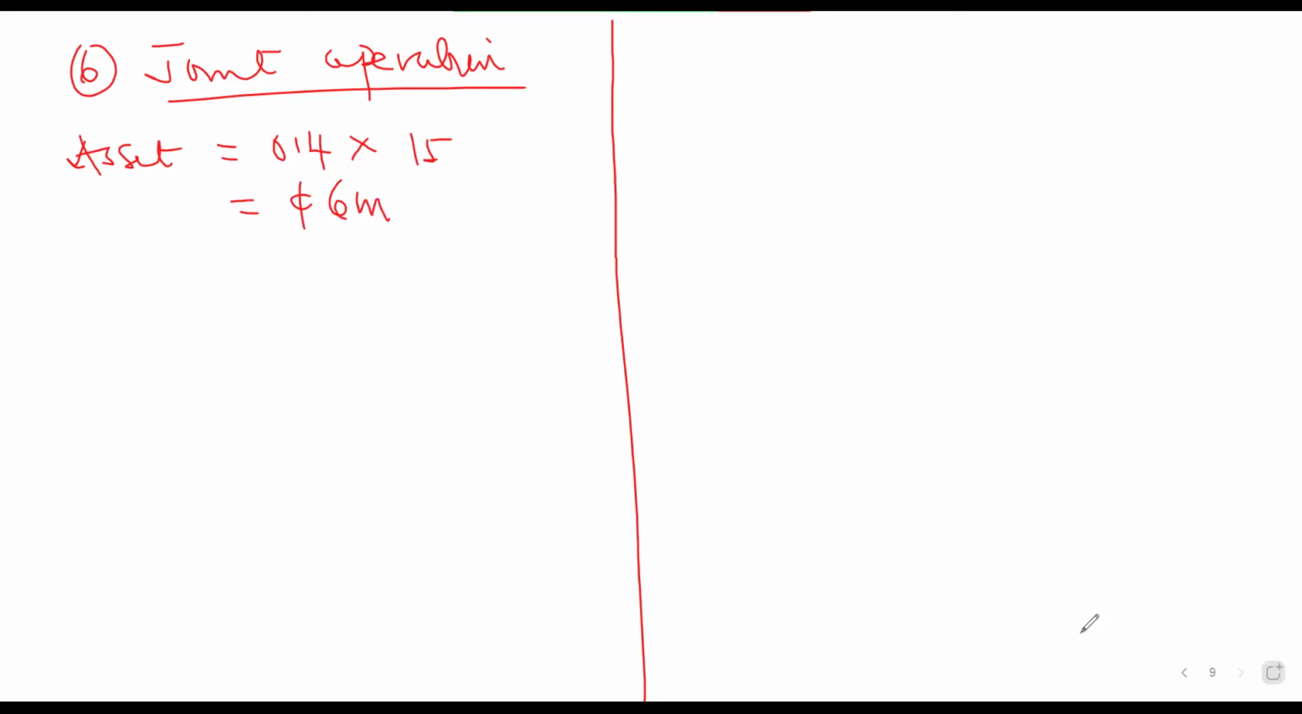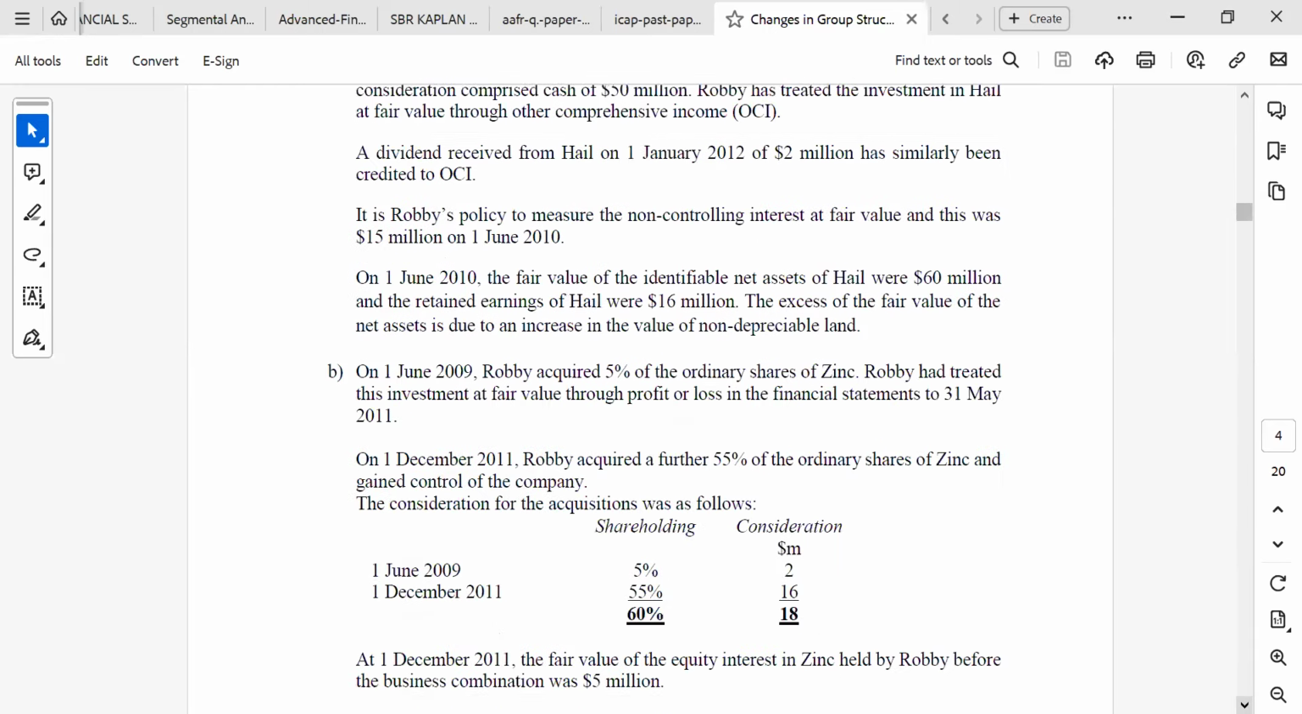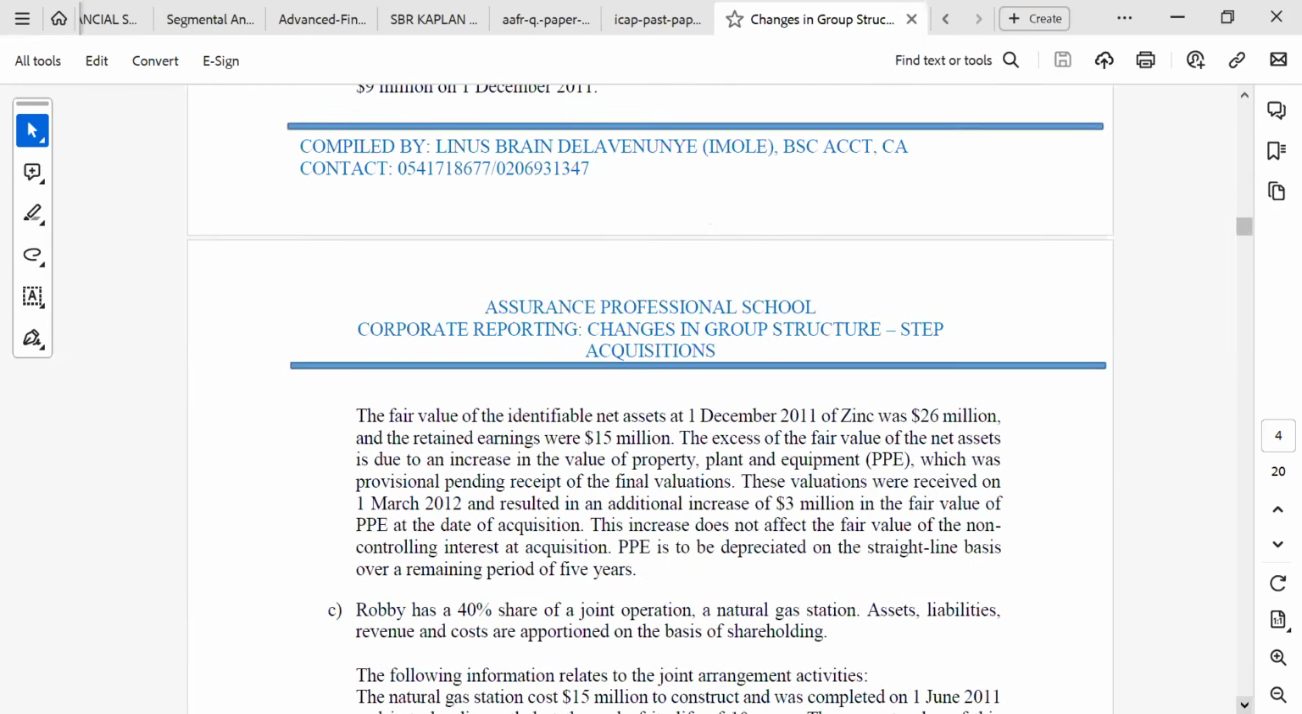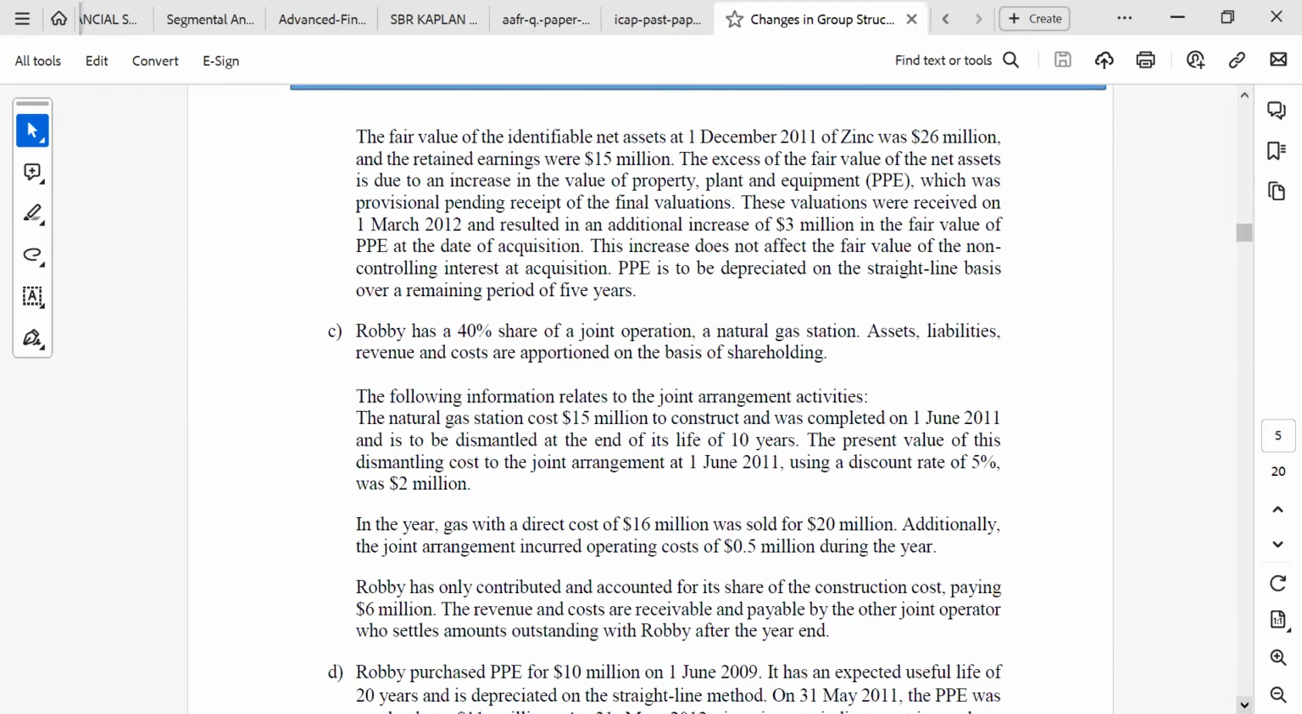Okay. Let's come to the share of the provision, the dismantling cost. What is the total cost that we are going to incur to dismantle the property at the end of the 10 years? How much is that? What is the present value of that? It's 2 million, isn't it? So 40% of the 2 million is what?